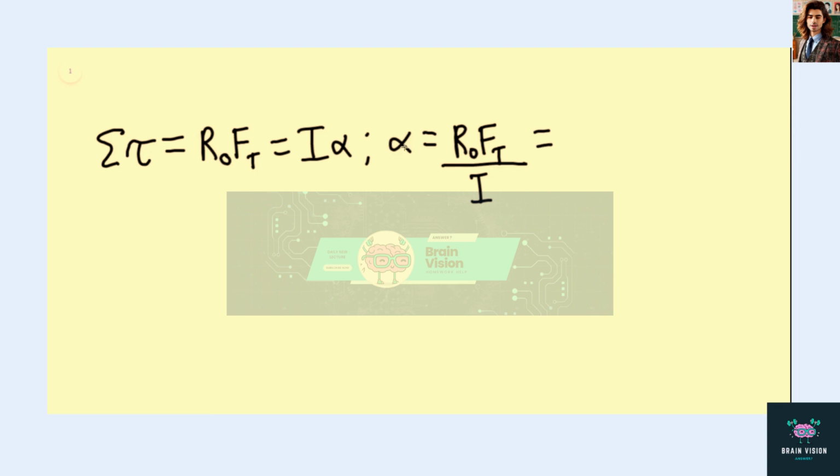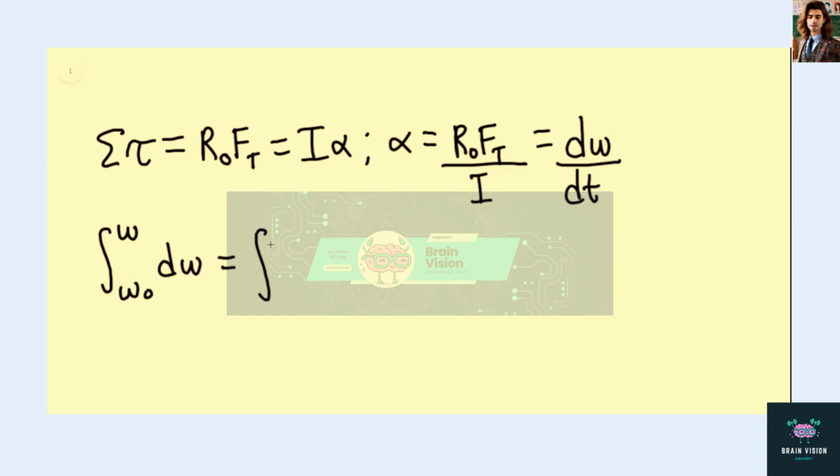From the definition, the angular acceleration is going to equal the derivative of the angular velocity with respect to time t. So we can integrate from omega initial to omega final of d omega, and this would equal the integral from 0 to t of the radius times the force tension divided by the moment of inertia dt.